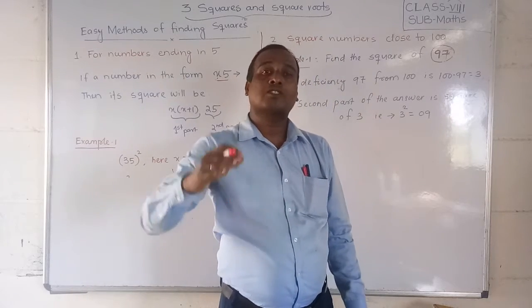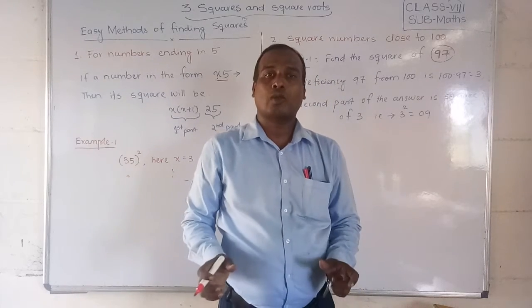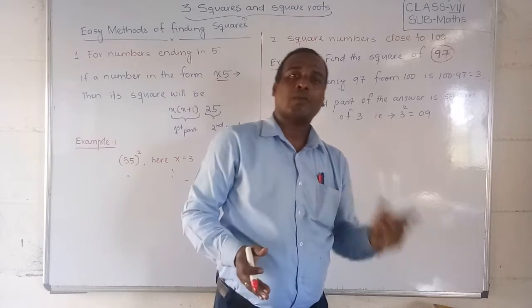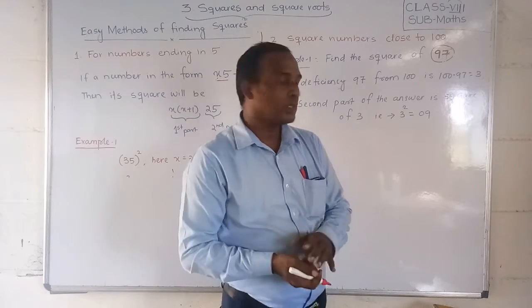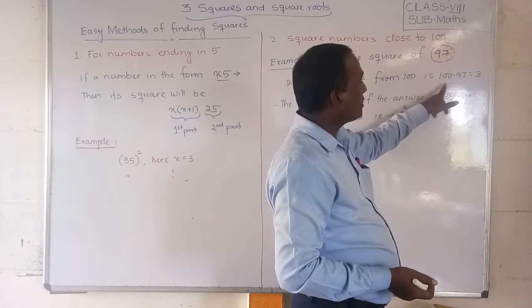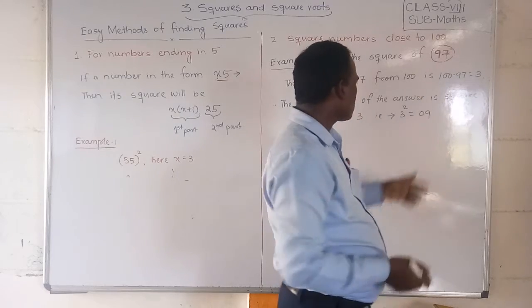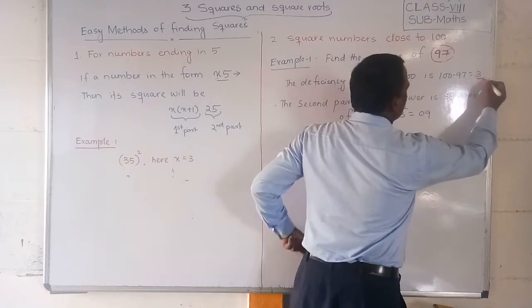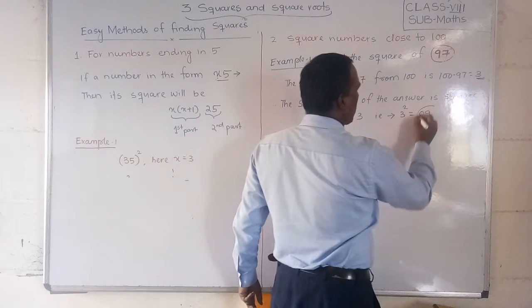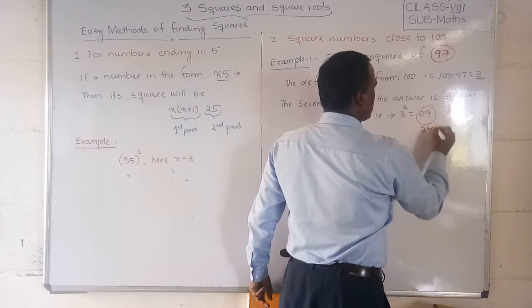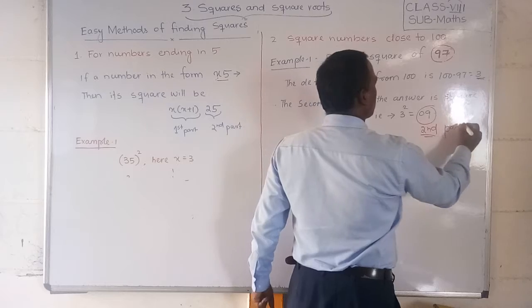Whatever deficiency we get, you square that. That is the second part. How should you get the second part, students? The deficiency is 3, so 3 square is equal to 9. Remember students, this is the second part of the square number.